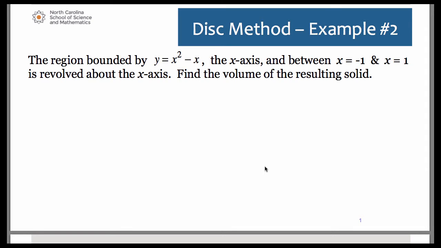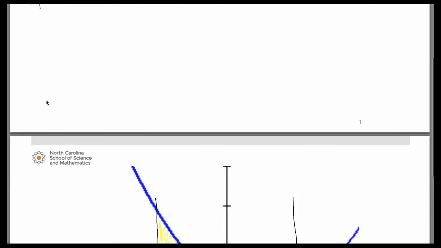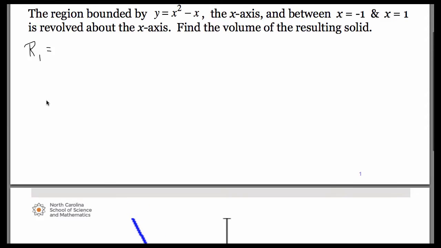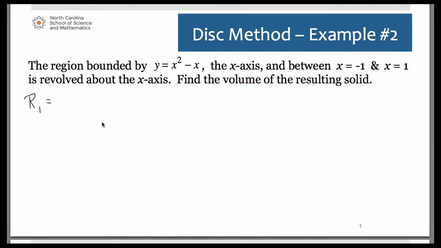So the first rectangle, the one that was over on the left, I'll call that R1. Remember that in order to find the length of that rectangle, it's going to be top minus bottom. So at the top it's hitting the curve, x squared minus x, and on the bottom it's obviously hitting the x-axis.